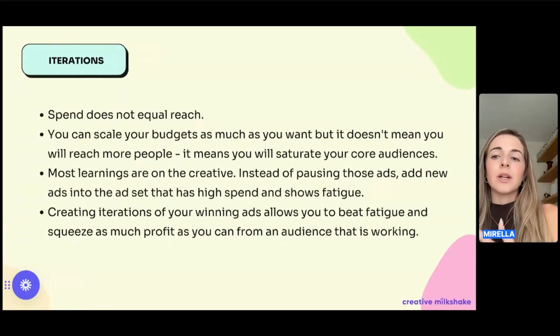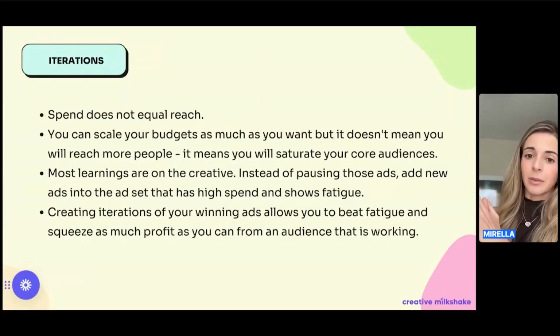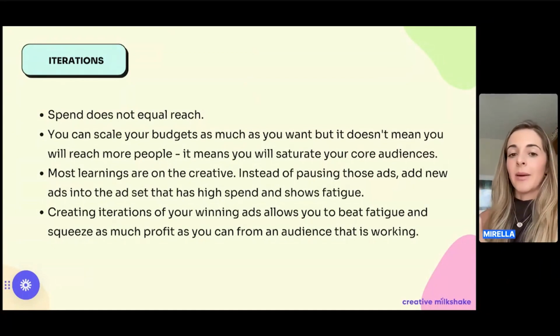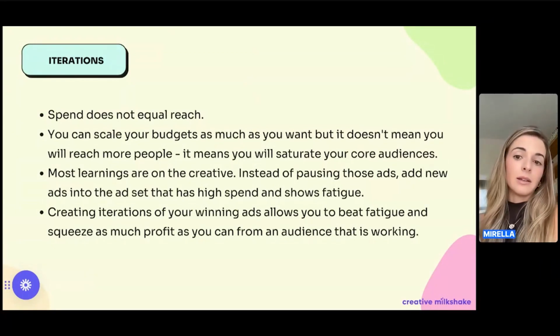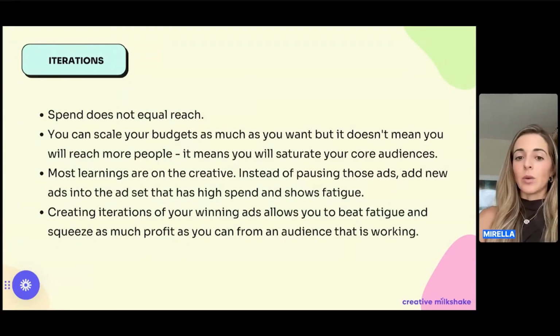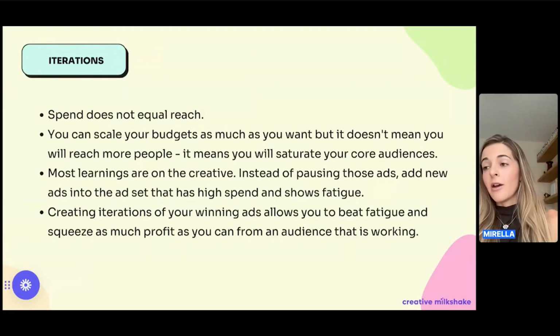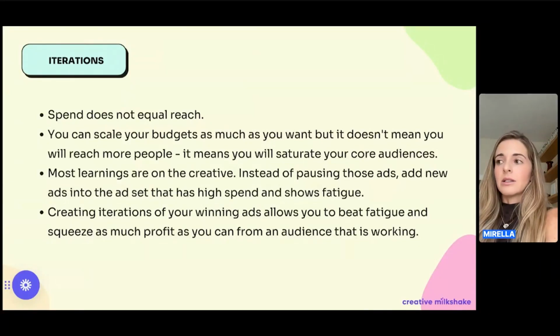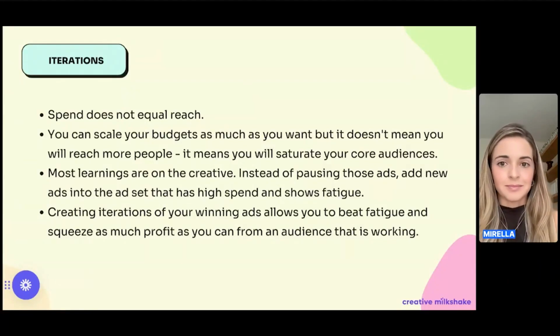That's what I meant earlier, because that's how the Meta algorithm works: if the ads are very similar, they're going to get served to the same audience. That's both good and bad. You can use that to your advantage, since creating iterations of that winner will allow you to squeeze as much profit as you can from the audience that's working. But creating iterations that diversify your messaging and your ad type allows you to reach new audiences.